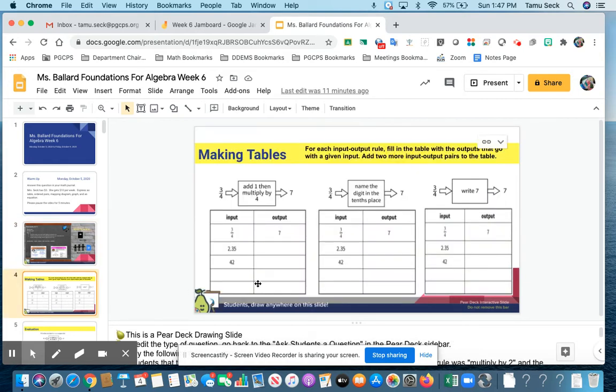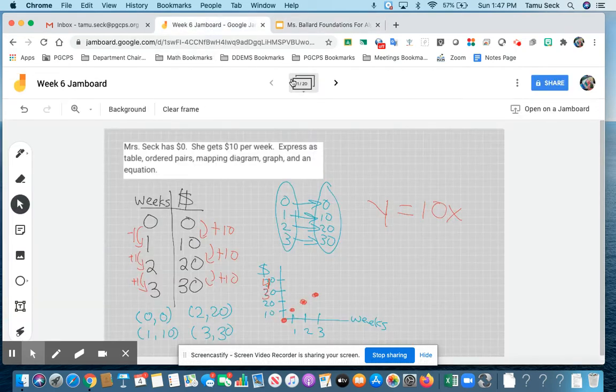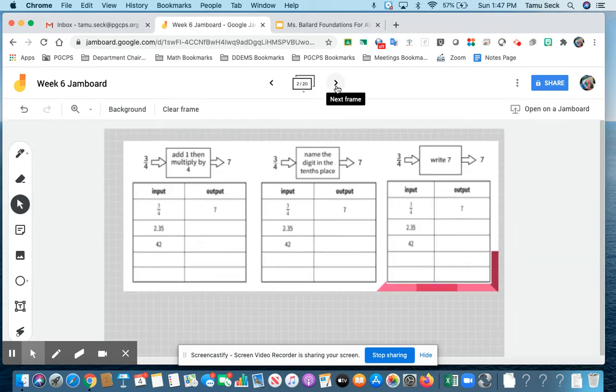So I'm going to start this one with you. You can write on the slide. So we're going to use the input-output rule: add 1, and then multiply by 4. So 3/4 plus 1, and then multiply by 4. 3/4 plus 1 is 7/4, and then we're going to multiply by 4, which is 7. So that's why the output is 7.